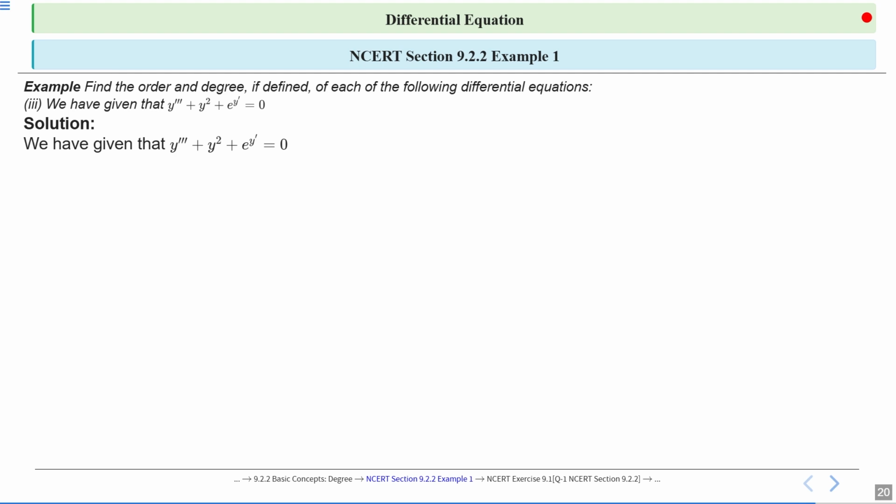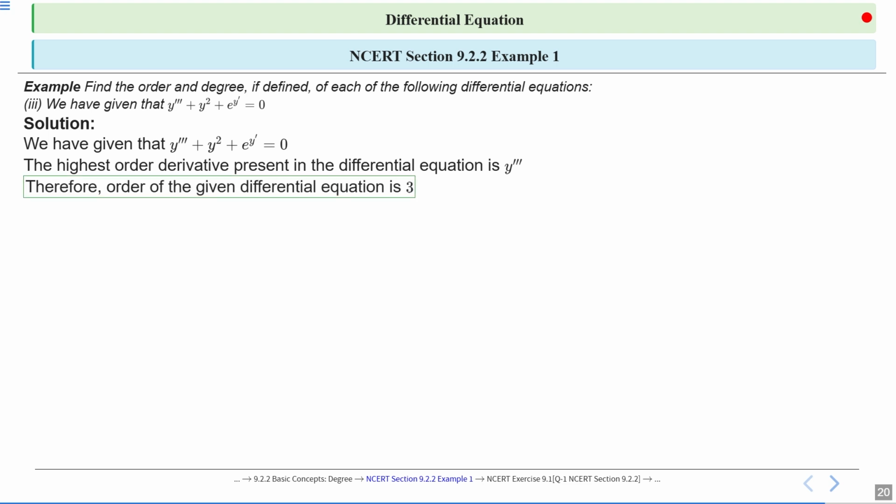We are given that y''' + y² + e^(y') = 0. The highest order derivative present in the differential equation is y''', meaning differentiation of y with respect to x three times. The order of this is 3. So the order of the given differential equation is 3.